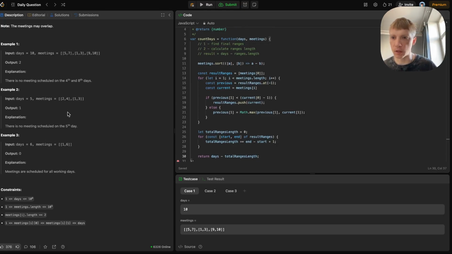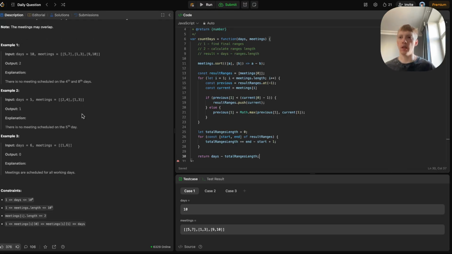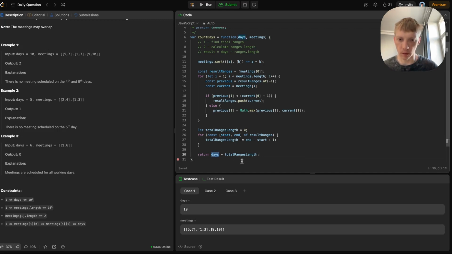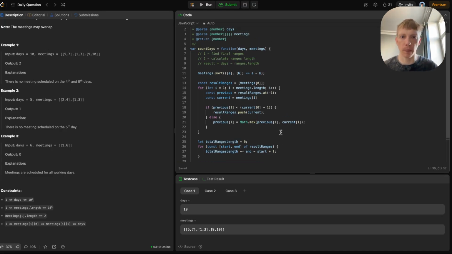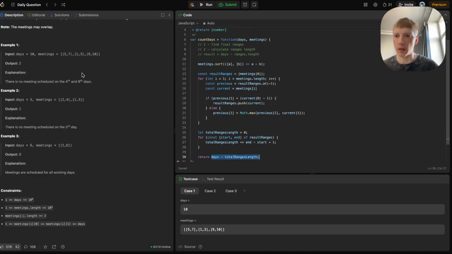Oh, this is one interesting thing that we're calculating from day 1. So if days is 5 and we have a range from 1 to 3, which means that we have 1, 2, 3, 4, 5 days, total ranges length would be 3, 1, 2, 3. Okay, it should work. 5 minus 3 would be 2. Okay.